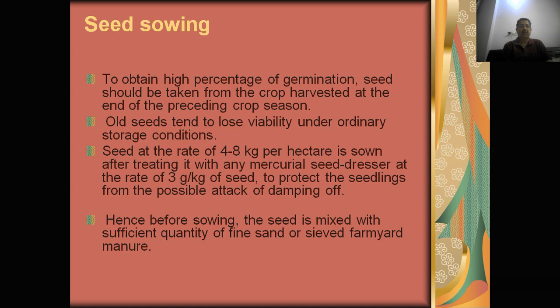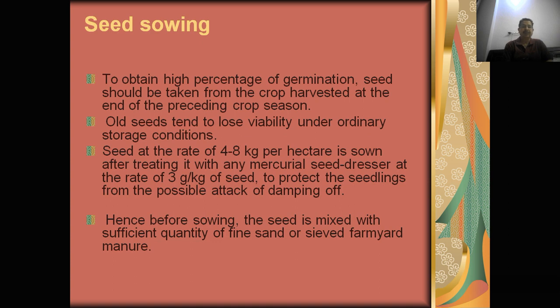Seed at the rate of 4 to 8 kg per hectare is sown after treating it with any mercurial seed dresser at the rate of 3 gram per kg of seed to protect the seedling from the possible attack of damping off. And for this disease, damping off, you can also treat the seed with Captan or Thiram or Agrosan GN at the rate of 3 gram per kg of seed.